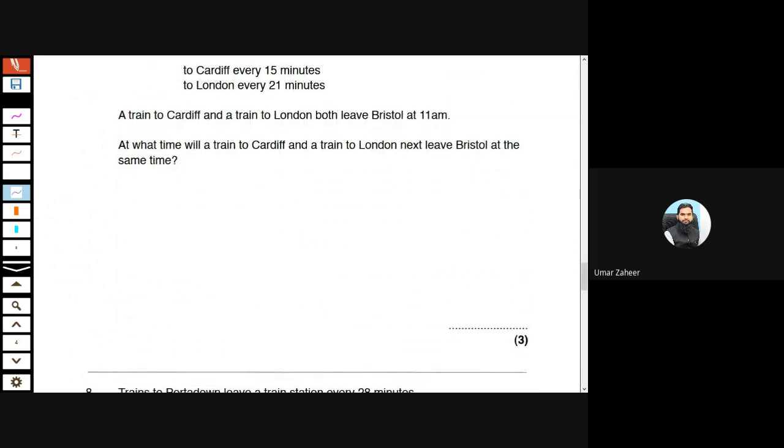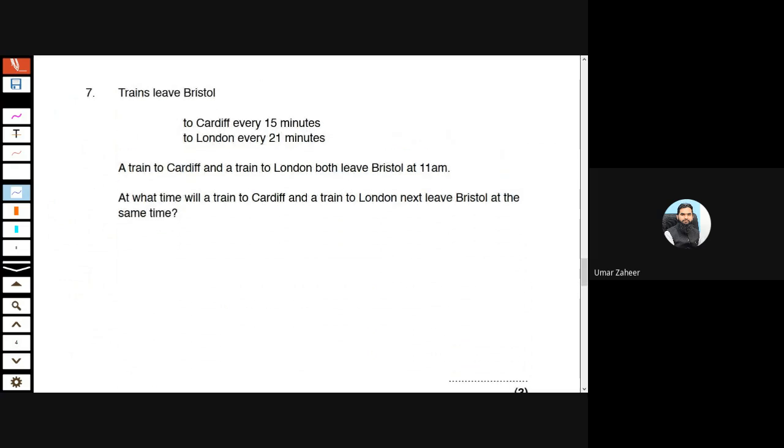All right. So now, yes, Afan, please read the question. Trains leave Bristol to Cardiff every 15 minutes, to London every 21 minutes. A train to Cardiff and a train to London both leave Bristol at 11 a.m. At what time will a train to Cardiff and a train to London next leave Bristol at the same time?